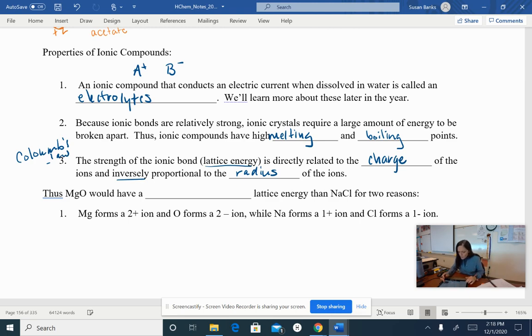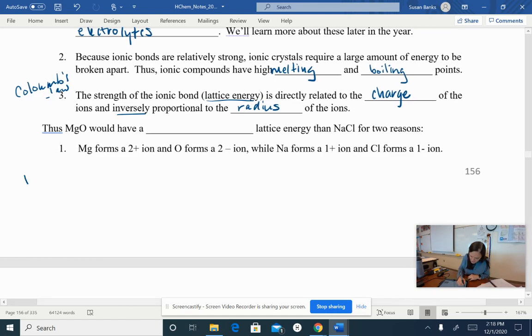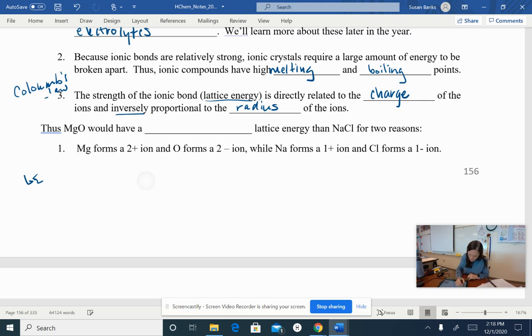Okay, so let's just draw out Coulomb's law really quickly. Coulomb's law is essentially that lattice energy is equal to some kind of factor, we're just going to call it F, multiplied by the charge of the positive ion multiplied by the charge of the negative ion, all divided by the radius squared. Okay? So let's compare magnesium oxide with sodium chloride.